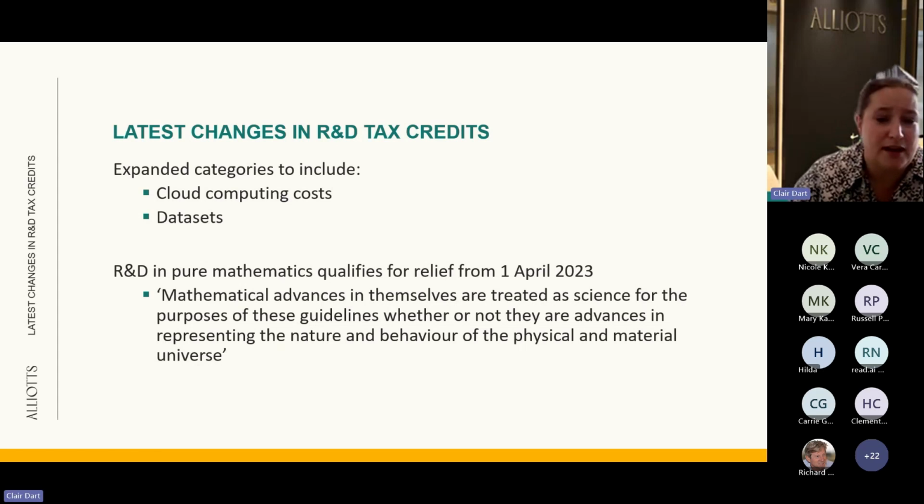From April 23, eligible costs for R&D tax credits were extended. They now include cloud computing costs and also data sets, which previously weren't qualifying. They've also extended it so that R&D in pure mathematics now qualifies for relief from April 23, and the Revenue have given some guidance on what would be included in that, which is on the slides for you.